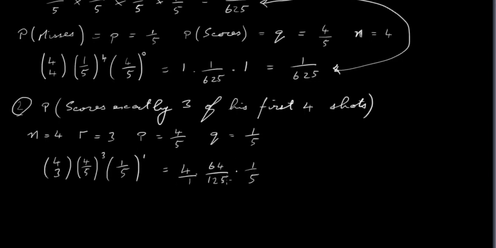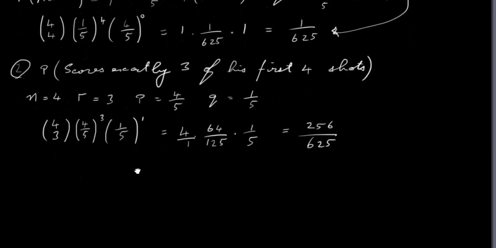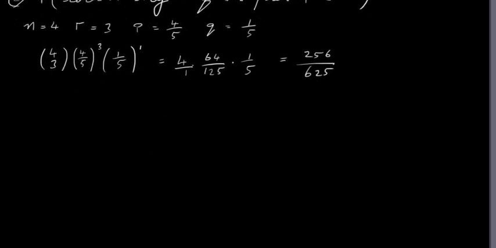So we've got 3 fractions multiplied here. Multiply all the tops, multiply all the bottoms, and you get 256 over 625. So this is the probability that John scores exactly 3 of his first 4 shots. Okay, that's the second question then. So let's have a look at another one.